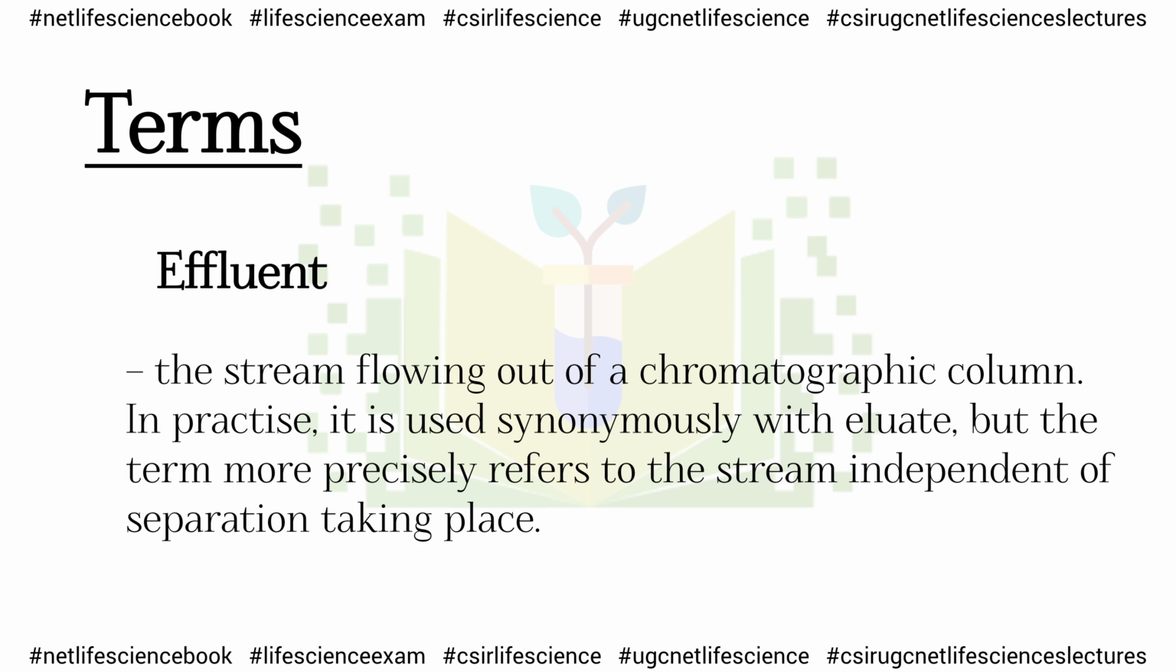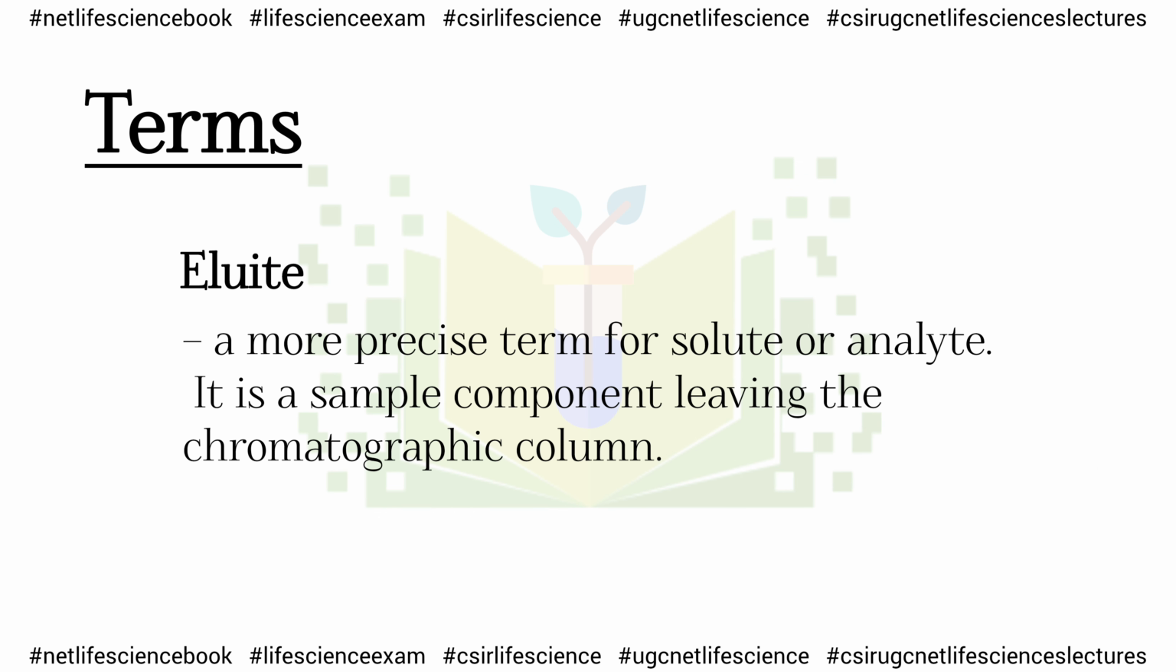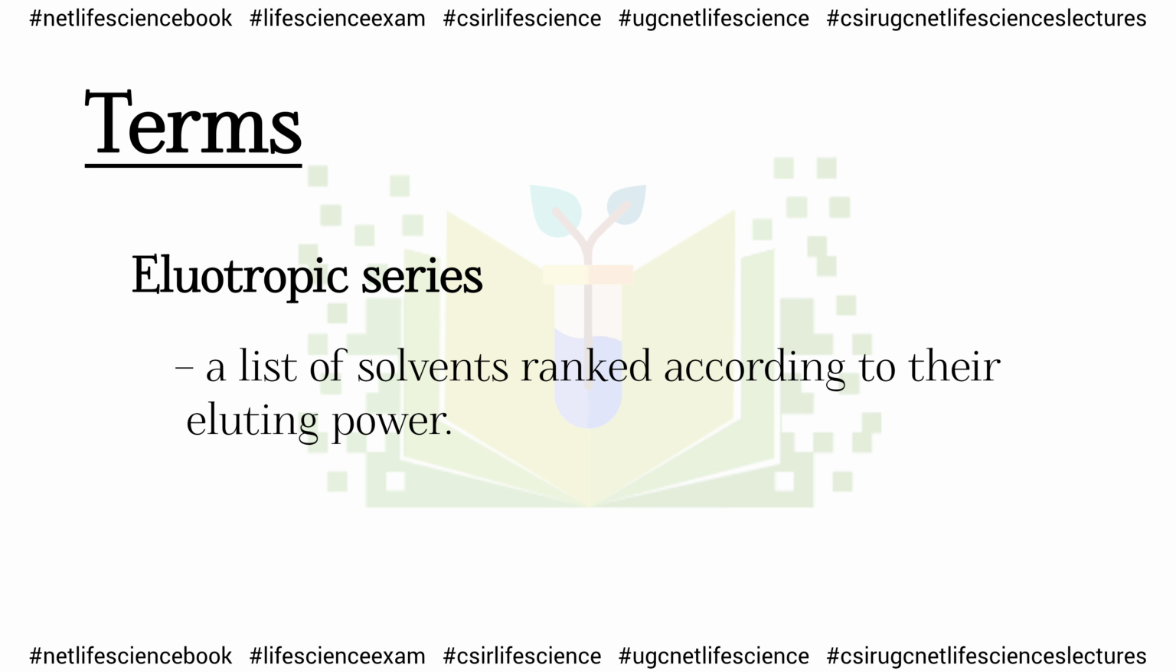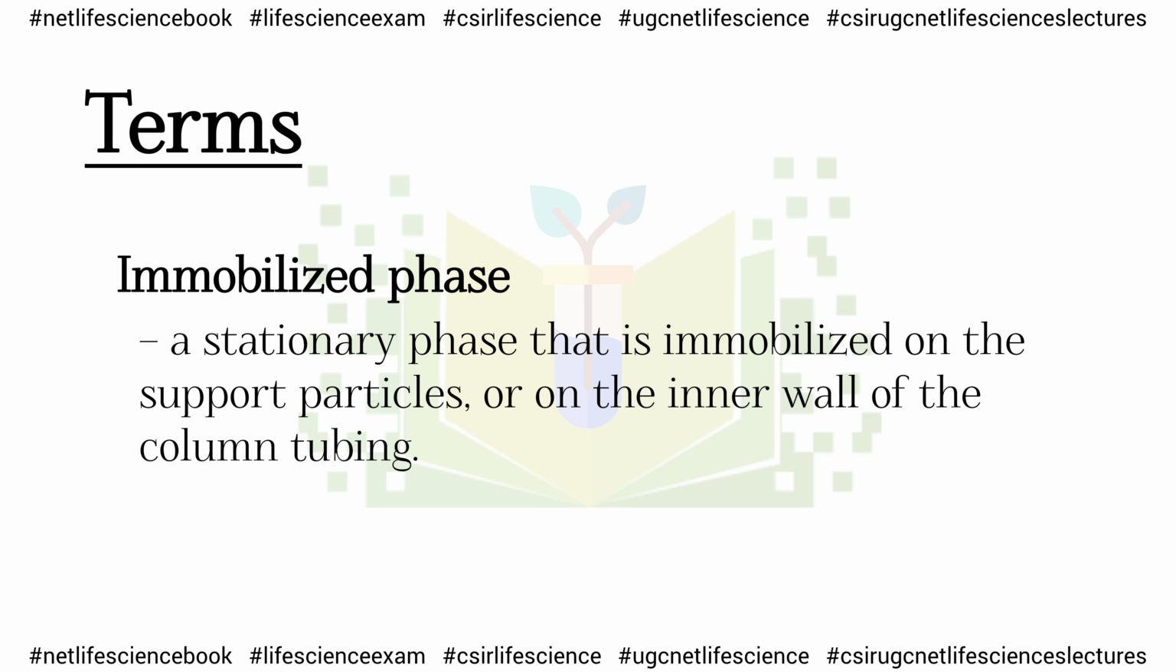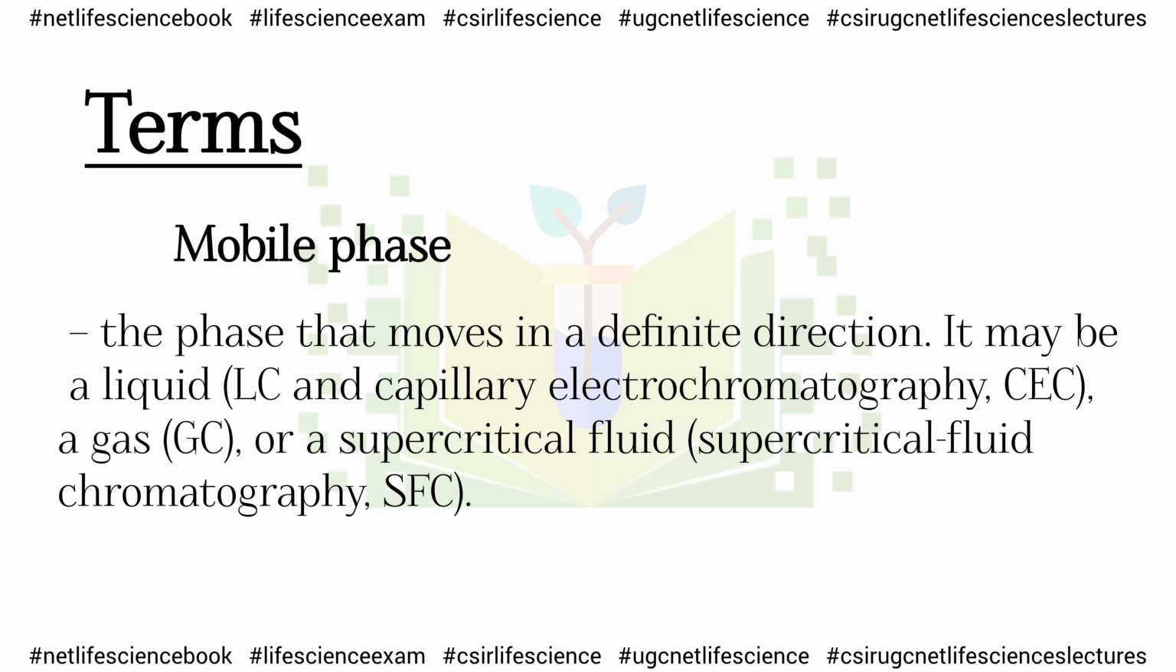In practice, it is used synonymously with eluate, but the term more precisely refers to the stream independent of separation taking place. Elute. A more precise term for solute or analyte. It is a sample component leaving the chromatographic column. Eluotropic series. A list of solvents ranked according to their eluting power. Immobilized phase. A stationary phase that is immobilized on the support particles, or on the inner wall of the column tubing. Mobile phase. The phase that moves in a definite direction.